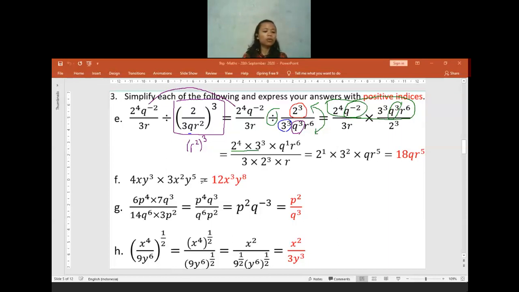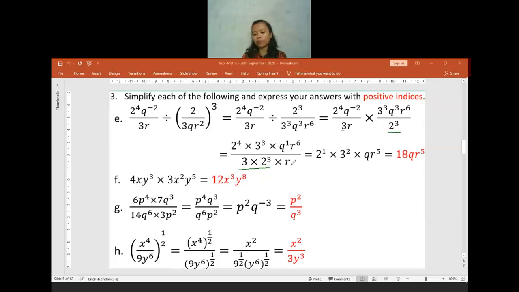Anyone have any difficulties on simplifying the numerator before I simplify the denominator? No? Okay, I will move to the denominator now. For the denominator, as you know, number times number, letter times letter. The numbers are 3 and 2 to the power of 3. The bases are different, so we cannot simplify. I keep it as 3 times 2 to the power of 3. The r is all alone, so just keep it as times r.